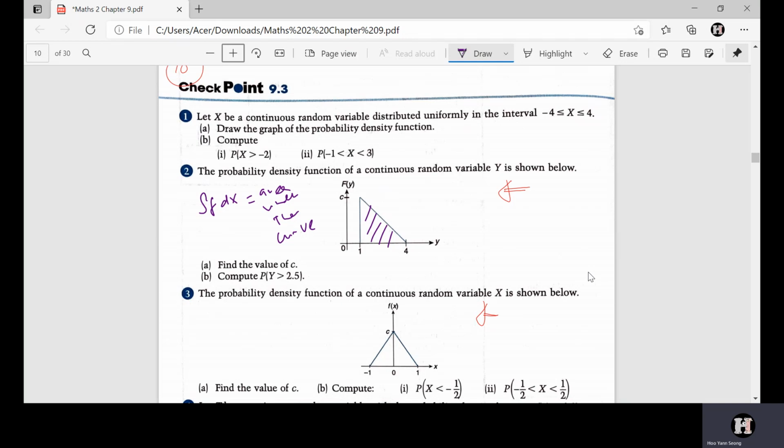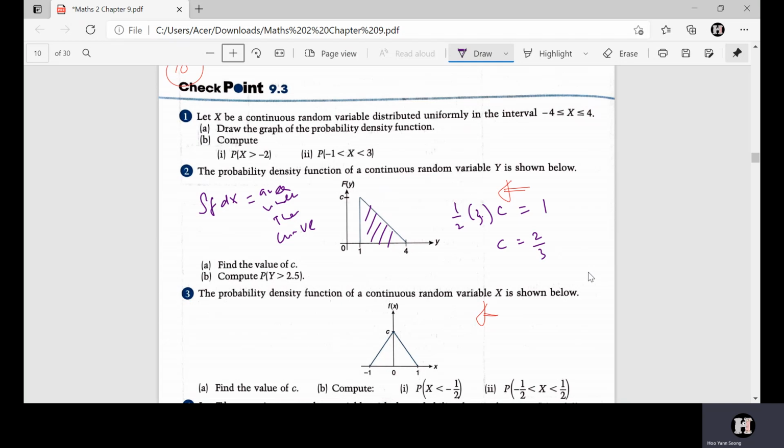So what is the area of a triangle? 1/2 times the base, which is 3, times C must equal 1. So C equals 2/3. So then this is your C, and then if you want to compute P(Y greater than 2.5), so equal 0. Okay, greater than 2.5.